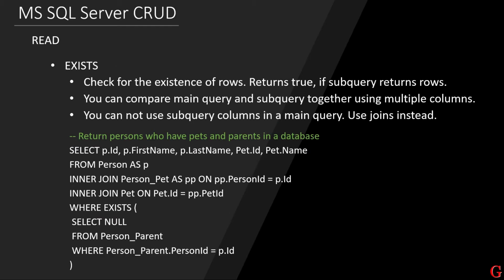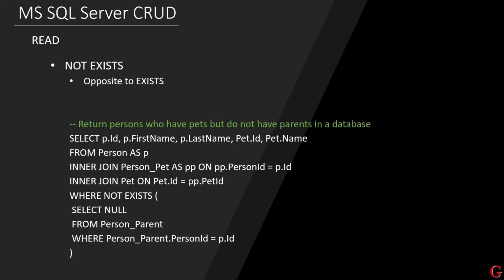Exists is used when you want to make a subquery that checks the existence of rows. Exists does not duplicate rows. Exists returns true if subquery returns row. Not exists is opposite to exists. Not operators may impact your query performance. The query returns persons who have pets but do not have parents in a database.